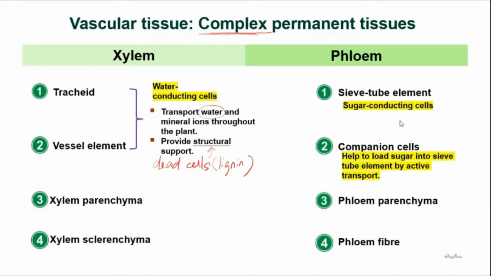But at the same time, there is another cell which is important to the phloem tissue, which is the companion cells. Companion cells help to provide energy for the active transport to move the sugar into the sieve tube elements. Because the sugar will be synthesized by photosynthesis at particular plant cells, such as mesophyll cells. When it has been synthesized in specific cells, it will be transported into the sieve tube elements. Then only can it be moved to other parts of the plants.